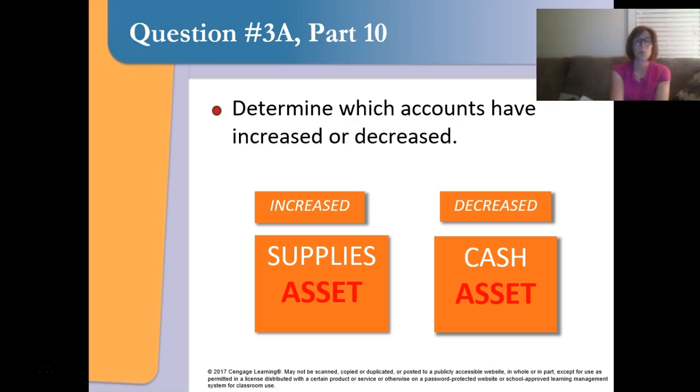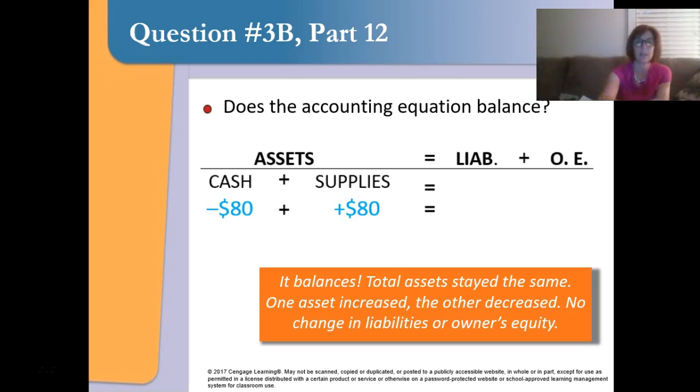Now, when we look at what accounts have increased or decreased, our supplies have increased because we now have supplies we didn't have before, but our cash has decreased because we had to spend some of it in order to get the supplies. So again, the only thing that changes here is on the left side of the accounting equation. This just impacts our asset side. So we have less cash, we have more in supplies. So it's a zero net change from where we were before, and we don't have any impact on the liabilities or owner's equity side of things.